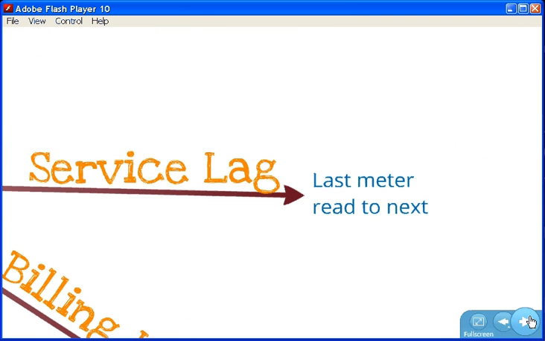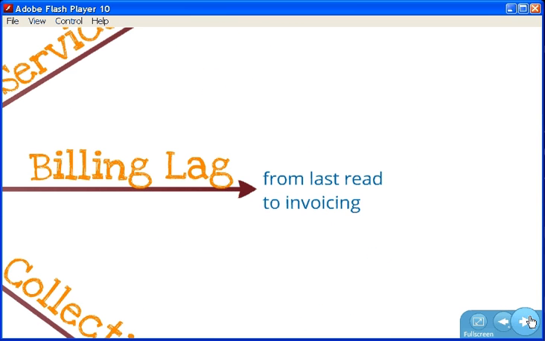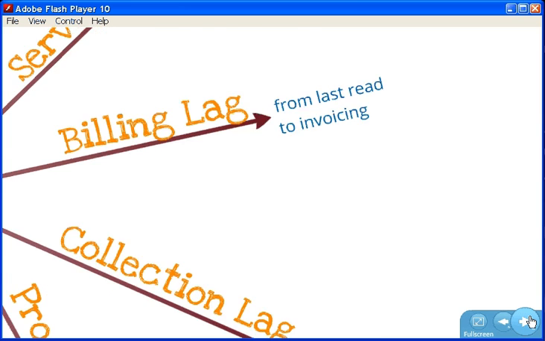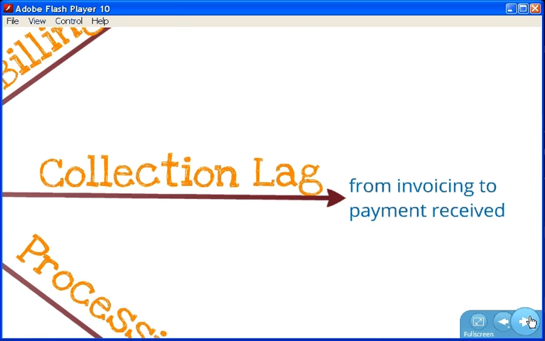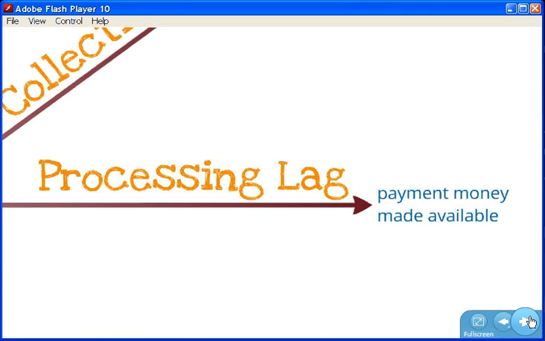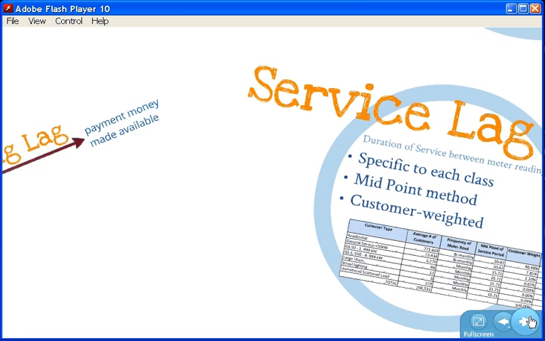There's the service lag, which is the period between two meter reads. There's the billing lag, which is from the last read till you invoice customers. Then there's the collection lag, which is about the time it takes for customers to pay you. And then there's the processing lag, which is the time it takes for the payments to be available to you.